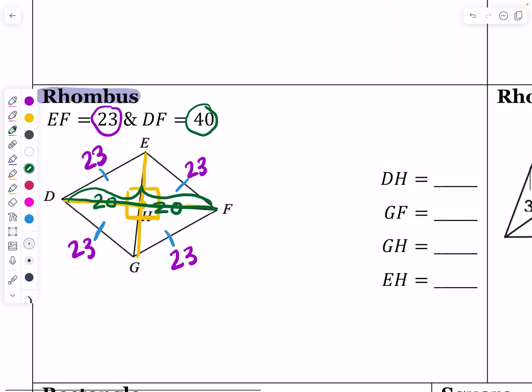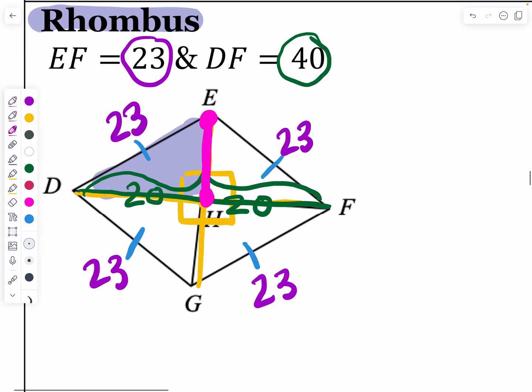And one of the things that they want me to solve for is EH. So I'm going to put that in pink. That's this little piece right here. I don't know that one, and I'm trying to solve for it. We talked about how in a rhombus, you have 4 right triangles that get created, and they're all congruent. So how do I solve for a missing piece of a right triangle?